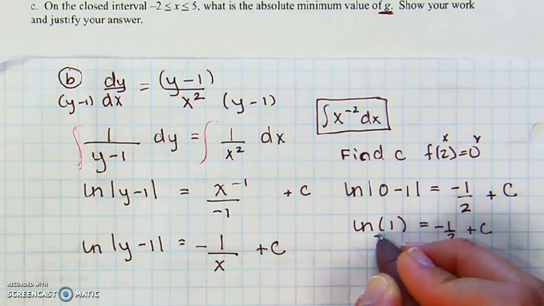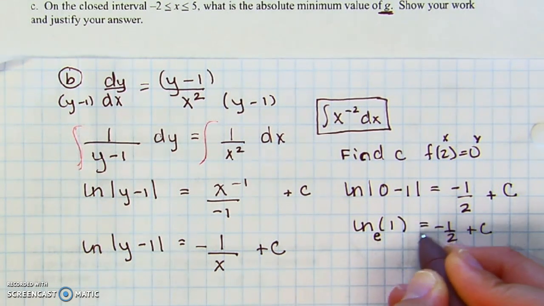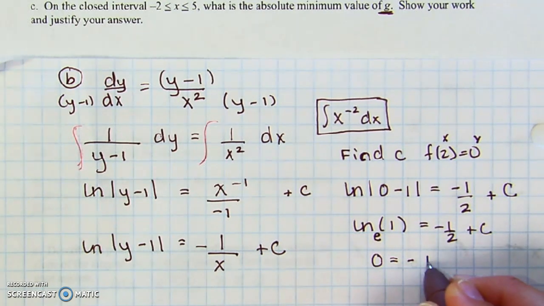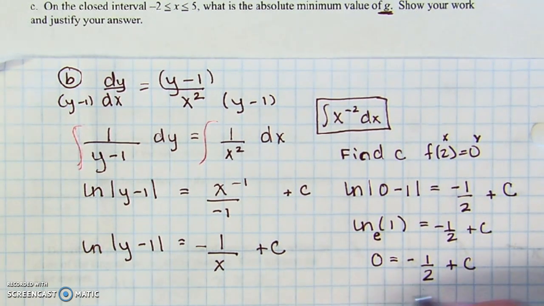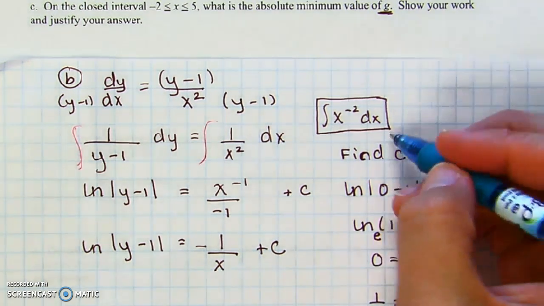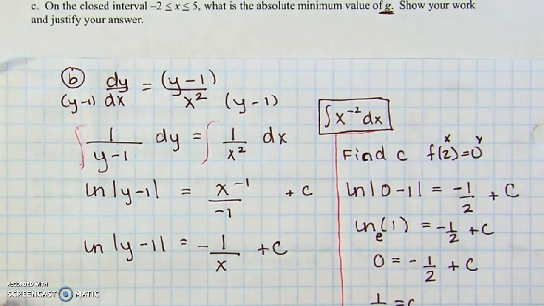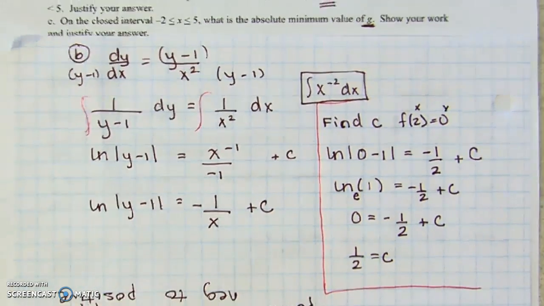So the ln is base e. So e to what power equals 1? That's e to the 0 power equals 1. So c is equal to 1/2. This is my find c. This is off on the side of the paper. Oops. Scroll, scroll, scroll up.